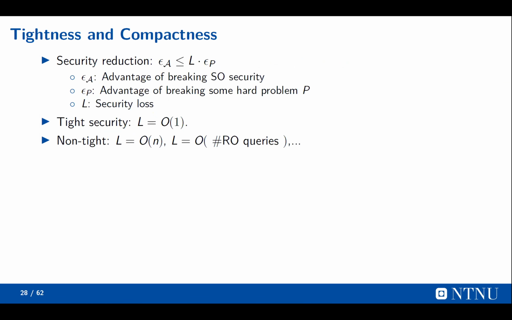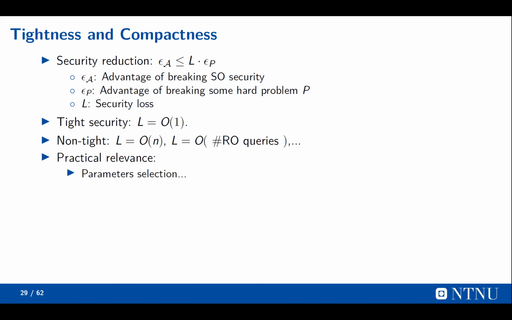So here I would like to introduce something about tightness. Normally to prove security, we need to establish some relation: if there is an adversary that breaks the scheme, then we can also have another adversary that breaks some underlying problem. In the equation, epsilon_A captures the security of the scheme, and epsilon_P captures the hardness of the hard problem. Sometimes we will also have some factor L, which we call the security loss. We say the security reduction is tight if L is some constant. And we say the reduction is non-tight if L depends on some other resource of the adversary, like the number of challenge ciphertexts or the number of random oracle queries from the adversary.